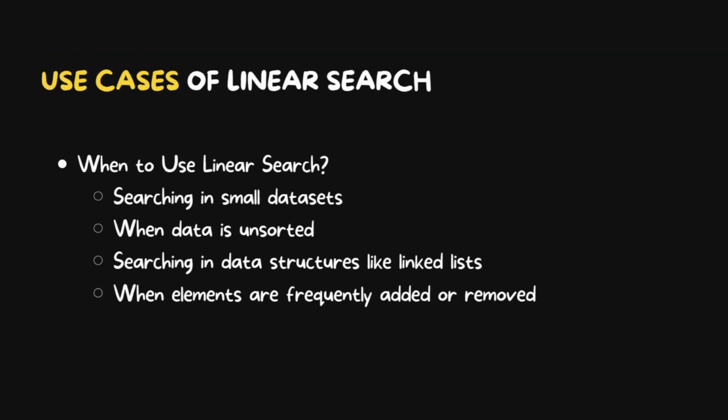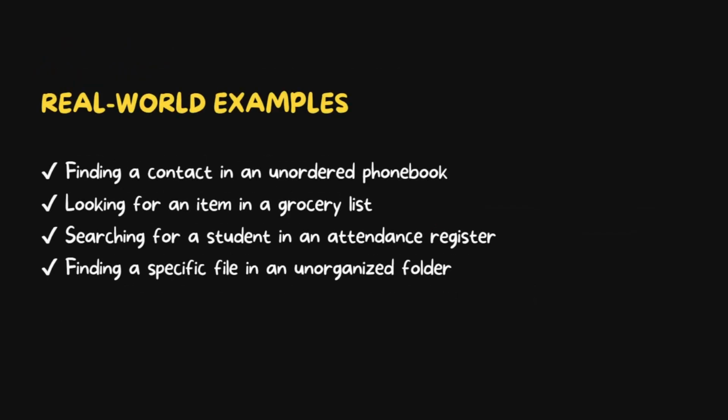Linear search is useful in many situations: searching in smaller datasets when data is unsorted, and searching in data structures like linked lists when elements are frequently added or removed. So these are some of the use cases of linear search. Here are some practical examples of linear search: to find a contact in an unordered phone book, to look for an item in a grocery list, searching for a student in an attendance register, finding a specific file in an unorganized folder.